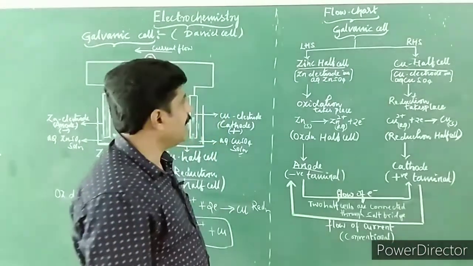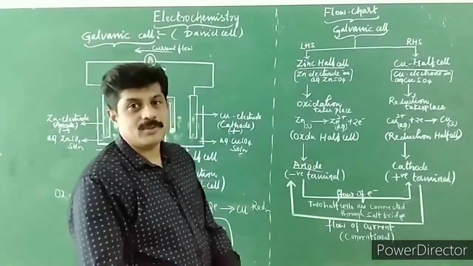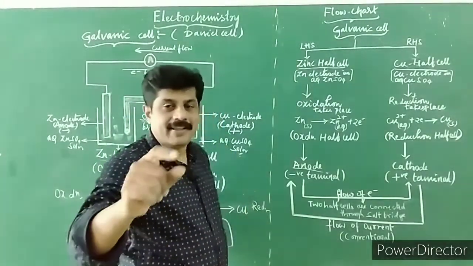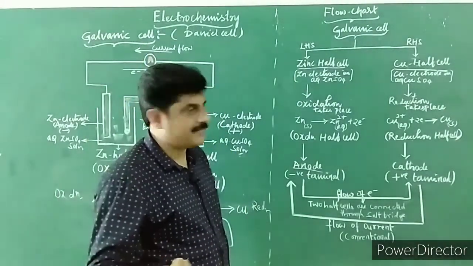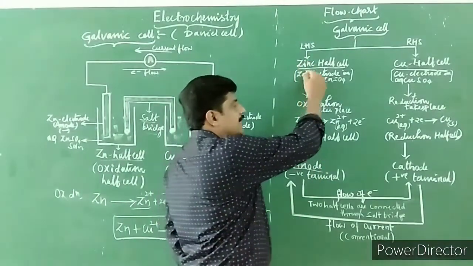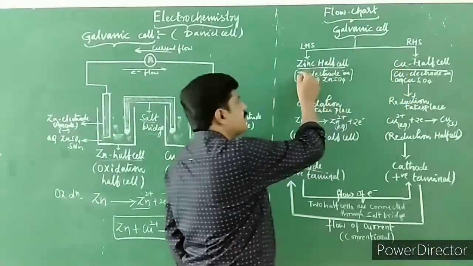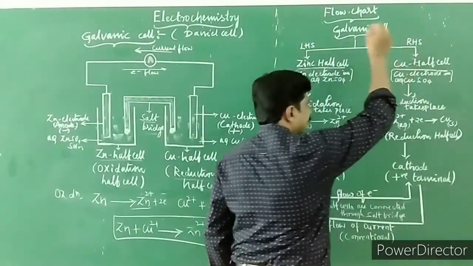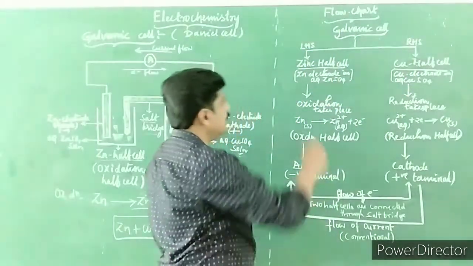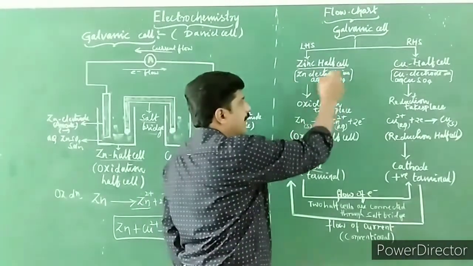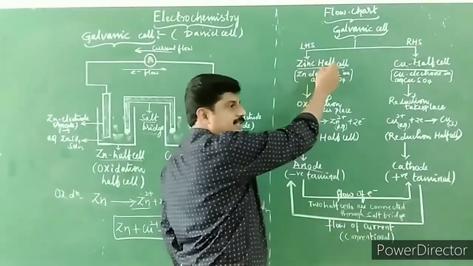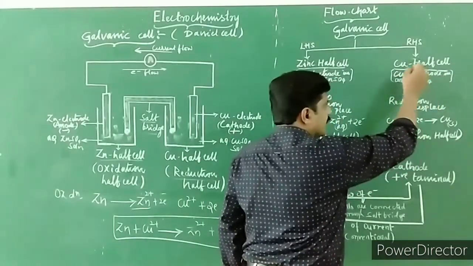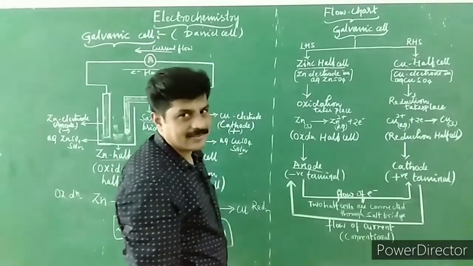Children, let us understand the galvanic cell through a flow chart. You are aware that a galvanic cell consists of two half cells, zinc half cell and copper half cell. Zinc half cell is written on the left hand side, copper half cell is written on the right hand side. Children, zinc electrode dipped in aqueous zinc sulfate solution is the zinc half cell, whereas copper electrode dipped in aqueous copper sulfate solution is called the copper half cell.